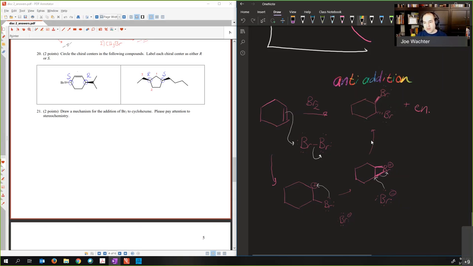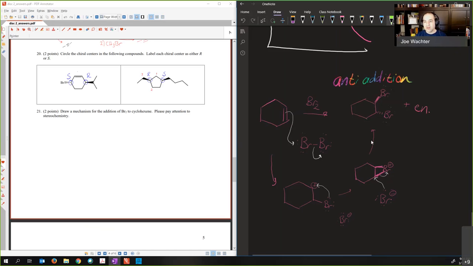In general, when you make this type of structure, this type of cyclohexane, where you have a wedge and a dash, and then the enantiomer, one of them is going to be RR, one of them is going to be SS, and then the meso compound is the SR or the RS. Yeah, the bromine on dashes is R. Let's take a look at that.